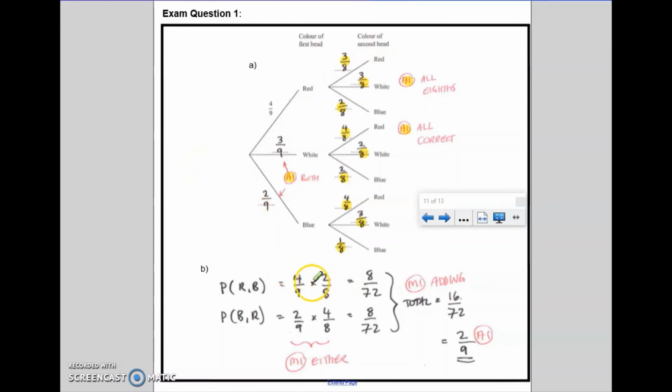Then we go ahead and answer the question. You can see the 2 calculations that we need to follow. The calculations are here, and you're looking for 8 out of 72 and 8 out of 72, which we would add together to get your next mark, 16 out of 72, and then your final mark for simplifying your answer to 2/9. Very well done if you gave that question a good go.